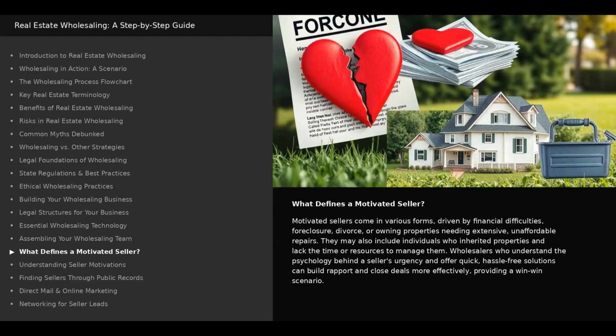Motivated sellers come in various forms, driven by financial difficulties, foreclosure, divorce, or owning properties needing extensive, unaffordable repairs. They may also include individuals who inherited properties and lack the time or resources to manage them. Wholesalers who understand the psychology behind a seller's urgency and offer quick, hassle-free solutions can build rapport and close deals more effectively, providing a win-win scenario.